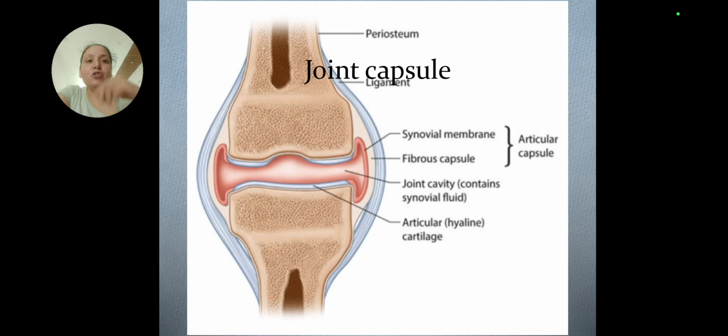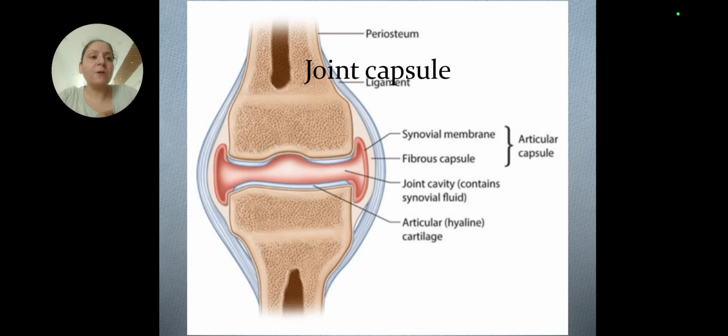Now the joint capsule of the knee is very loose and large, so that it allows movement at the knee. For the movement at the knee, it needs to be loose and large. Fine, and it is divided into two. It has two important types of fibers. One is the superficial fibers, which are fibrous fibers, and one is deep, which is called synovial fibers.